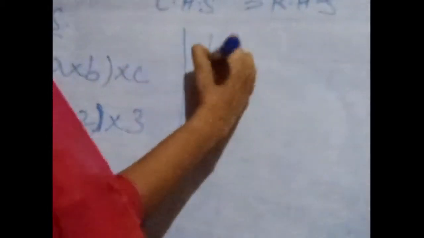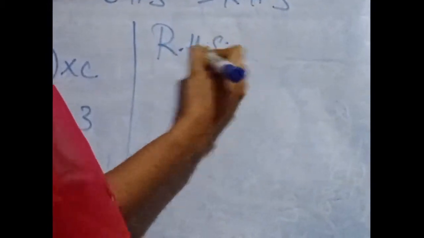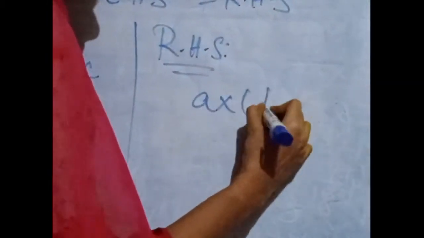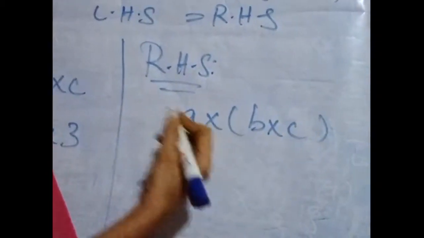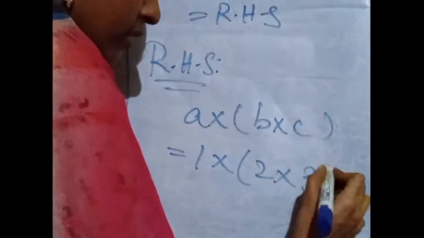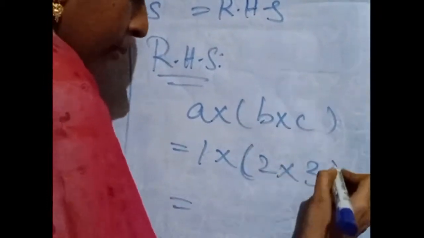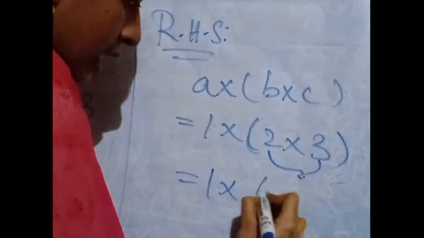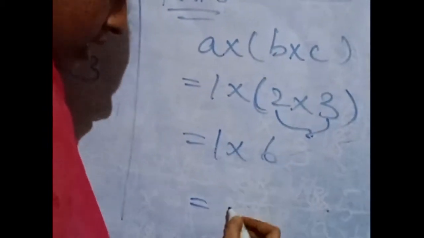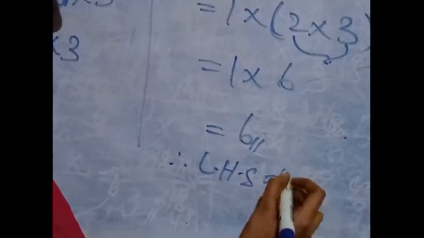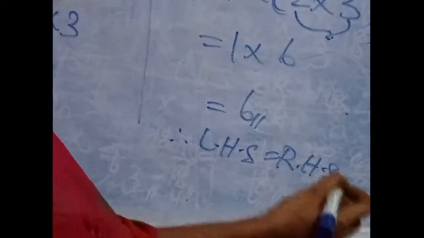Move to RHS. A into B into C. 1 into 2 into 3. First do the bracket values. 1 into 2 into 3, 6. Next 1 into 6 is 6. Therefore, LHS is equal to RHS.